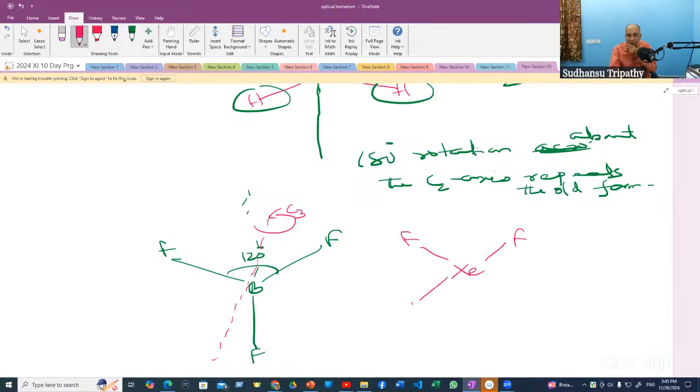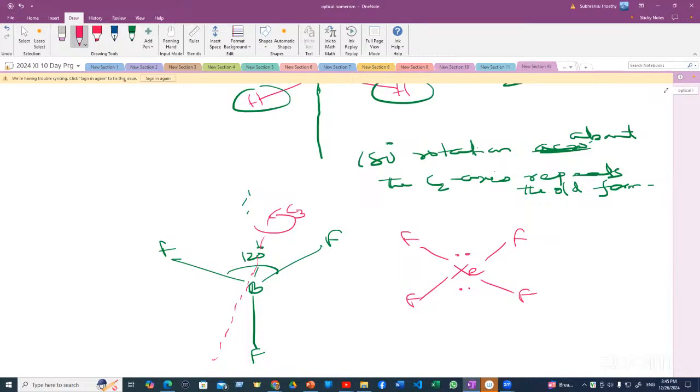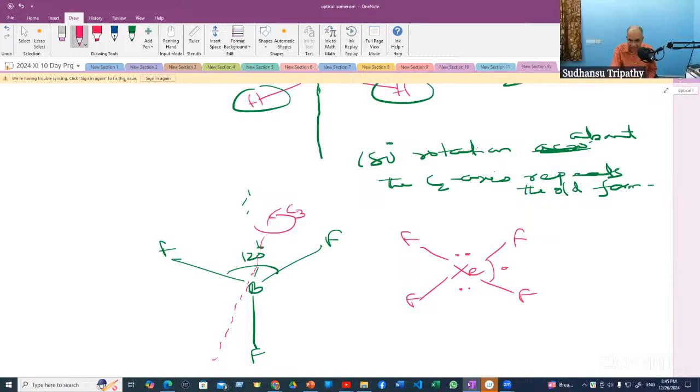It has got sp3d hybridization with 2 lone pairs sitting at the axial positions and the 4 fluorine atoms. They are the 4 corners of a square. So tell me, such a molecule has what axis? The C4. Yes, because these angles are 90 degree. It doesn't look like 90 but 90 degree.